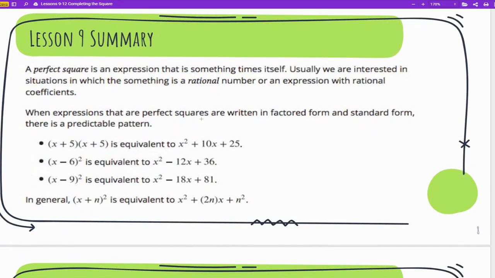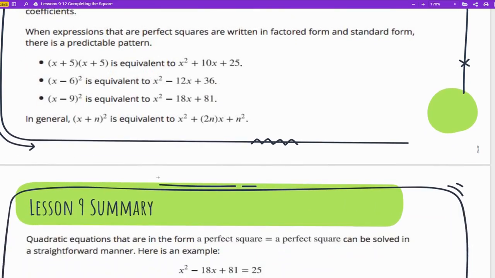Okay, so here's a quick summary for you, right? A perfect square is an expression that is something multiplied by itself. Usually, we are interested in situations where that something being squared is a rational number or an expression with rational coefficients. And so in the quick summary here, these expressions are perfect squares, even though the middle number doesn't appear to be a perfect square. x plus n squared is equivalent to x squared plus 2nx plus n squared. That middle term is double what the number inside the parentheses was.